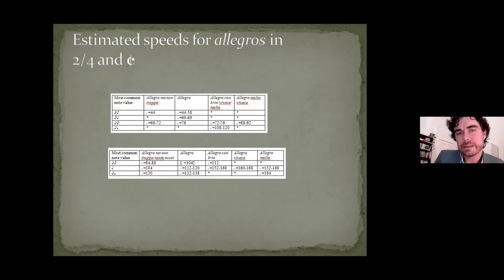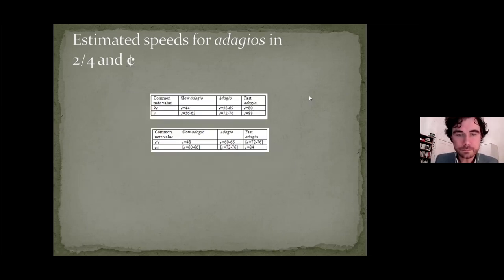Furthermore, similar observations can be made between 2-4 and alla breve bars in other tempo indications. Here, for instance, are the estimated speeds for adagios in 2-4 and alla breve. As you see, one of them is almost precisely double the other. So they run pretty much parallel. So what can be concluded from the fact that in Beethoven's metronome marks, the same number of notes per 2-4 or alla breve bar result in what is, in practice, the same speed?